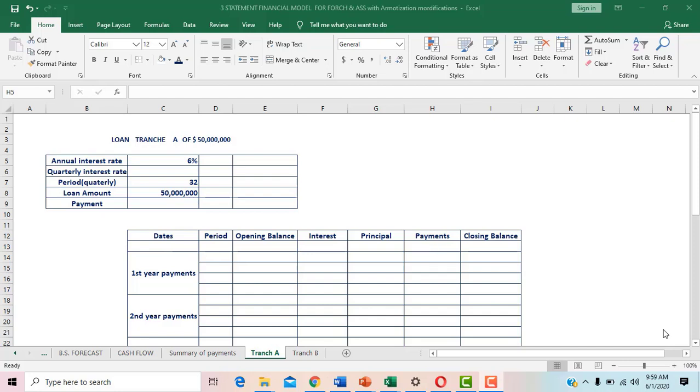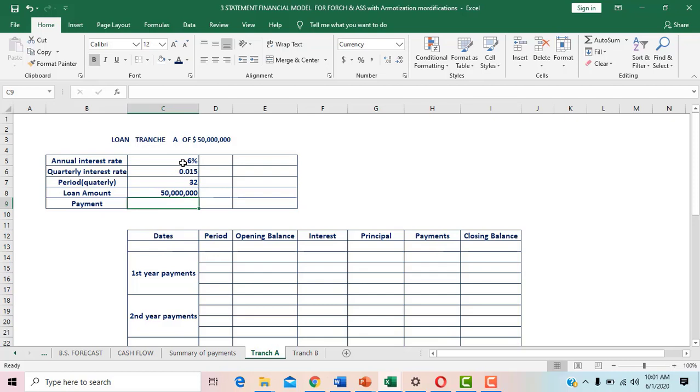Let us begin by modeling out tranche A of this loan agreement. We are told that the company gets a $50 million loan to be paid every quarter for the next 8 years. This means the loan will be repaid for 32 periods, given that there are 32 quarters in 8 years. So let us calculate the total payment the company will be making every quarter. First, we calculate the quarterly interest rate, which is equal to the annual interest rate divided by 4. So we have a quarterly interest rate of 0.015.